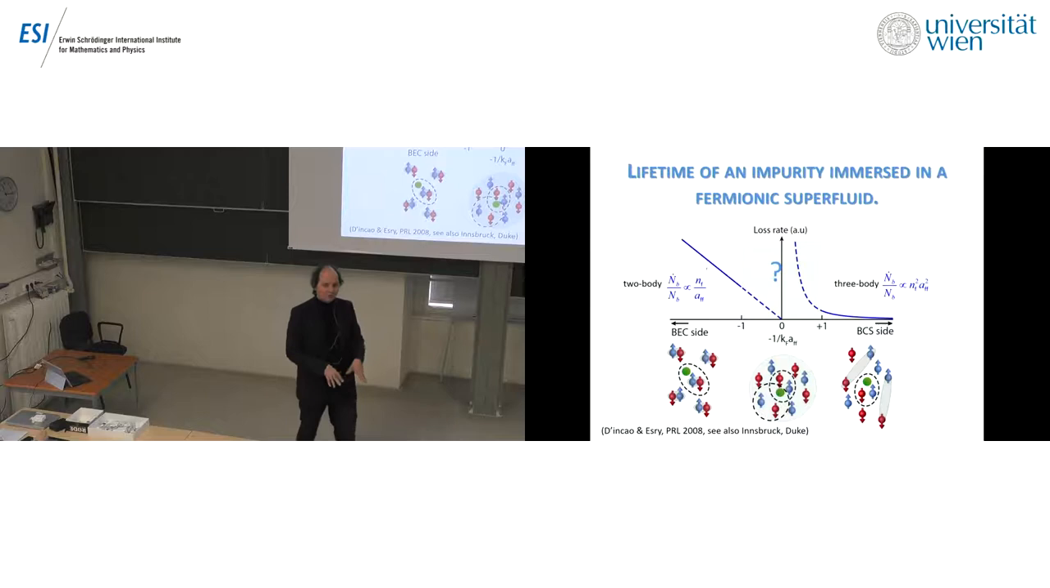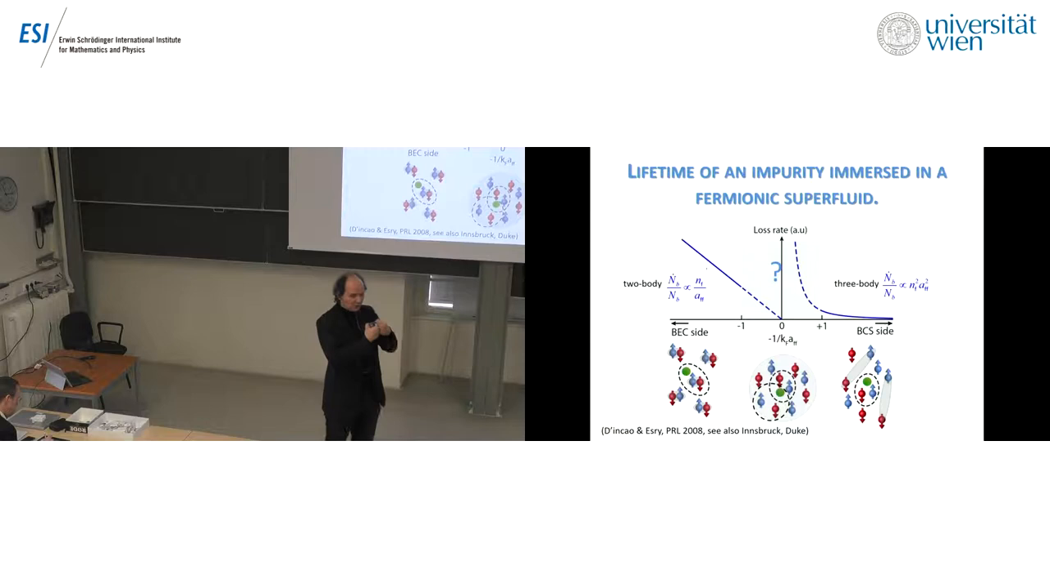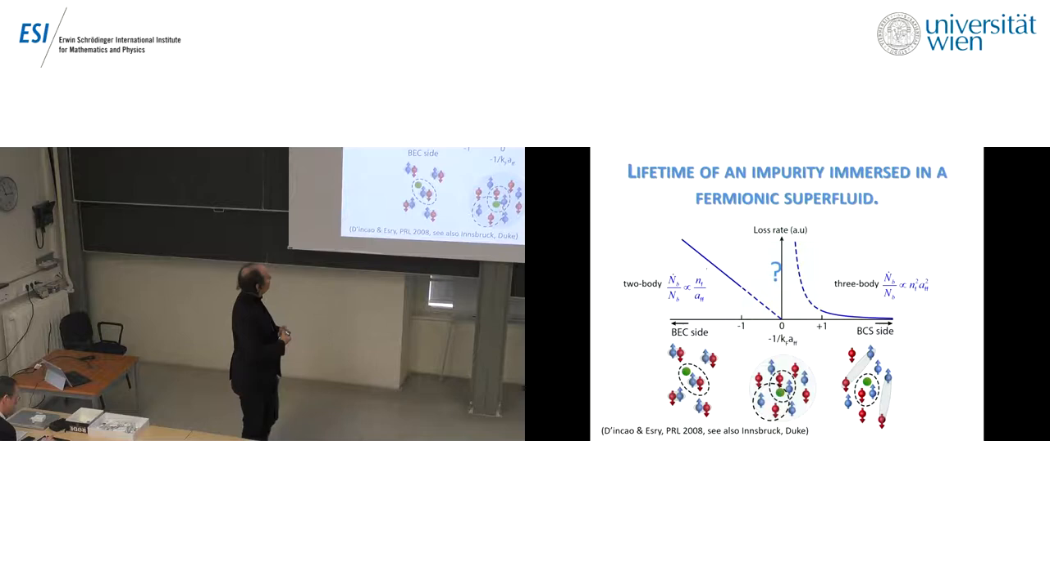And so you can show that the size of the molecule is proportional to the scattering length. So this explains the presence of this 1 over a_FF. When you go very, very far away from the Feshbach resonance, the Feshbach molecules become smaller and smaller, and so their overlap with the deeply bound molecule becomes better and better. And that's why the loss rate increases.